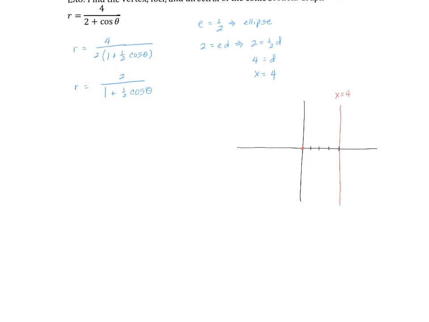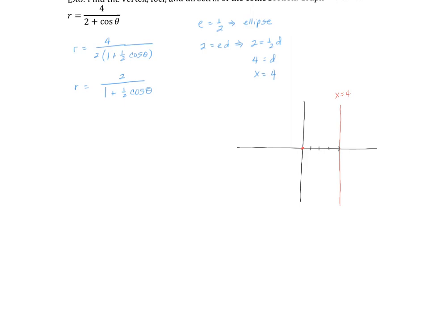Okay, now I need to finish my graph. I do have a problem though. My problem is that this graph is in polar. It's not in xy coordinates.